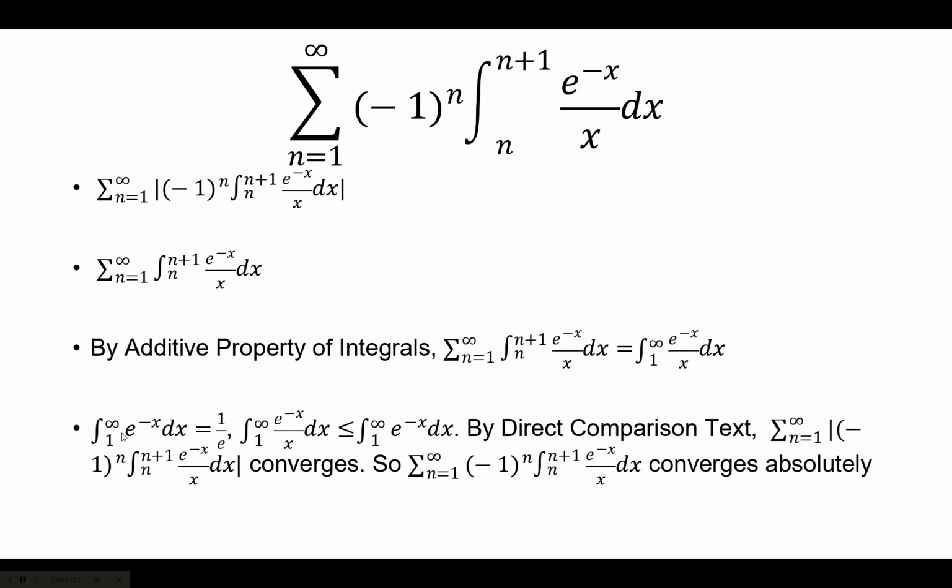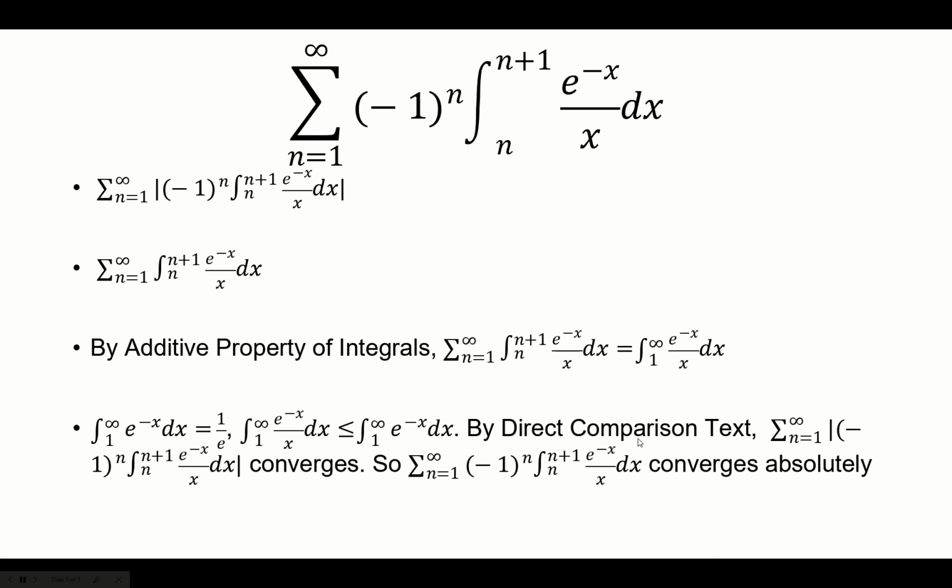And if we look at just e to the negative x, the integral of that from 1 to infinity, that's just 1 over e. And if I divide this integral by x, it's going to be less than or equal to this integral. When you divide by x, you're making this thing smaller. You're making whatever's inside the integral smaller.